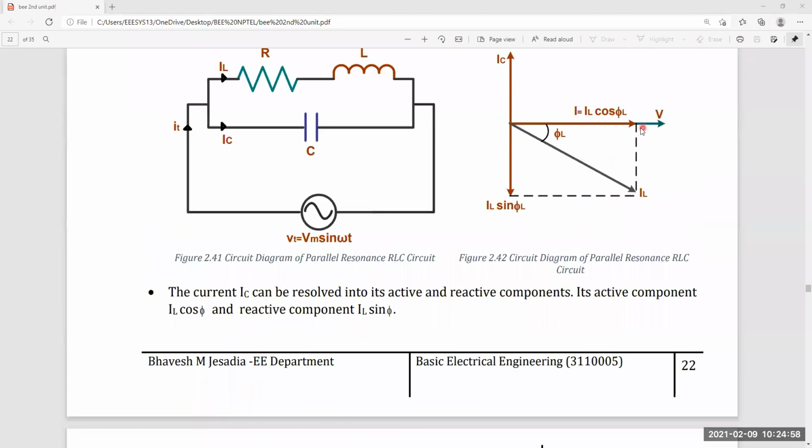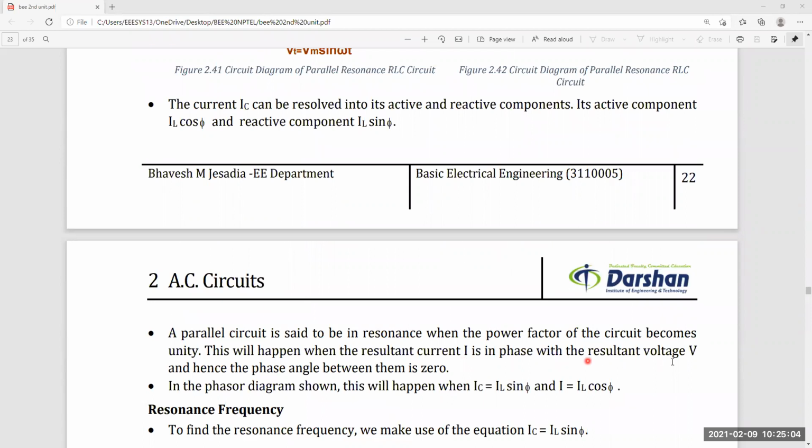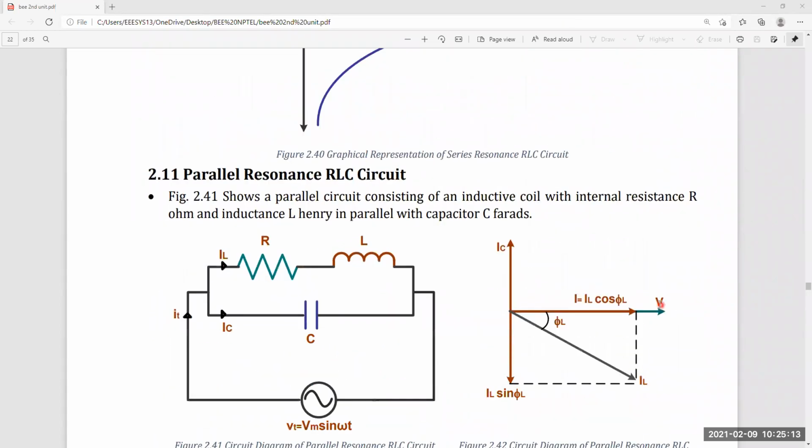So like this, the current I and voltage are both in phase. This will happen when current I and voltage are in phase. That means the phase angle between voltage and current is equal to 0. The angle between this voltage and current is equal to 0.